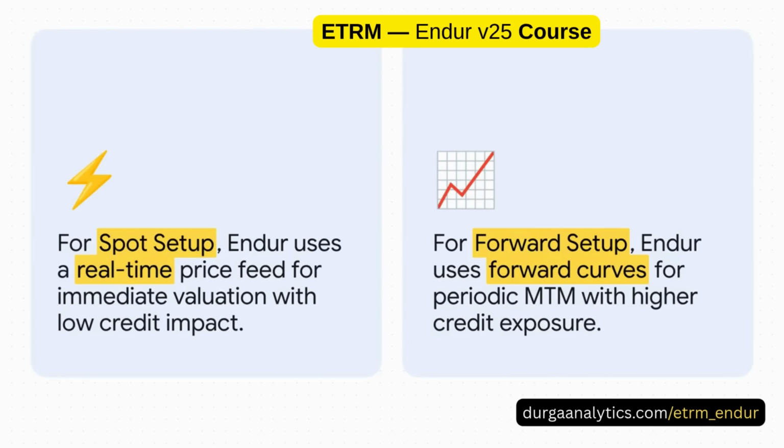So what this all means is that your Endur configuration has to be fundamentally different for each of these markets. You can't just wing it. Spot needs those real-time feeds for immediate valuation and has a pretty low credit impact. The forward setup, though, is all about the curves. Forward curves for pricing, discount curves for present value, all driving that periodic mark-to-market valuation and carrying a much bigger credit exposure over the life of the deal.